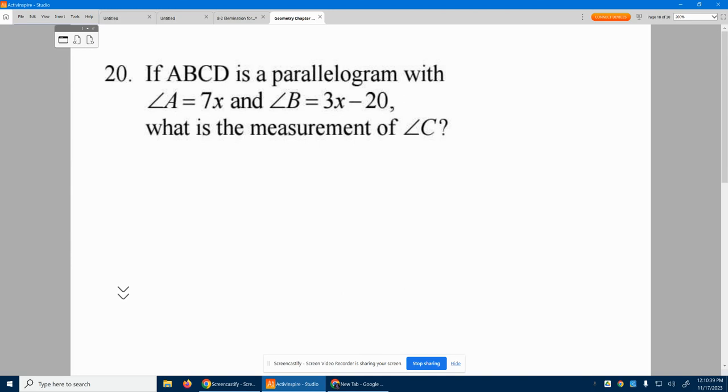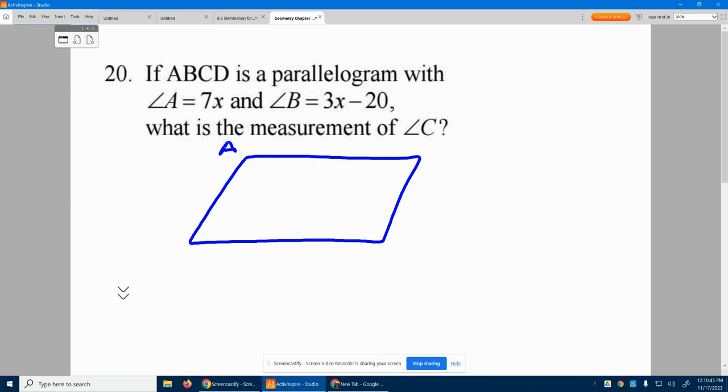Number 20, if ABCD is a parallelogram. So the first thing I'm going to do is I'm always going to write my picture. So there's A, here's B, C, D. Doesn't really matter how you write it because it doesn't tell us. But it does say, hey, A is 7x, and B is 3x minus 20.